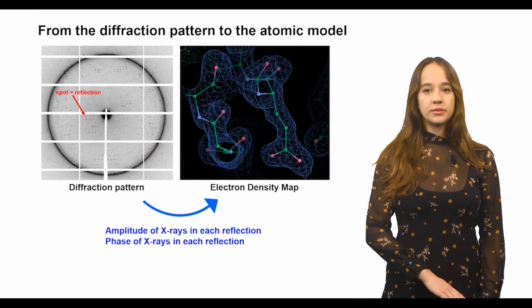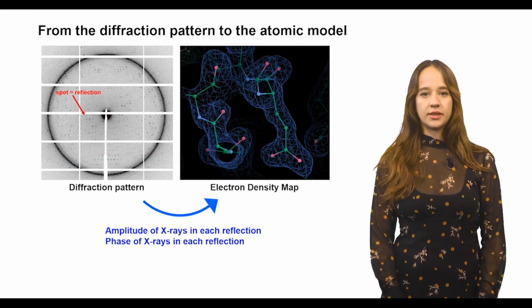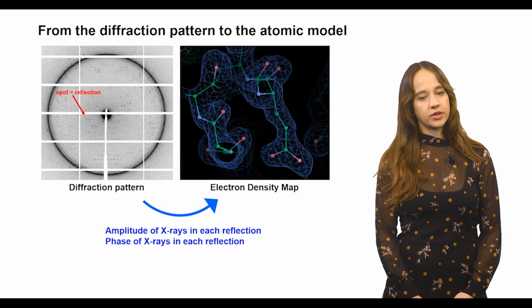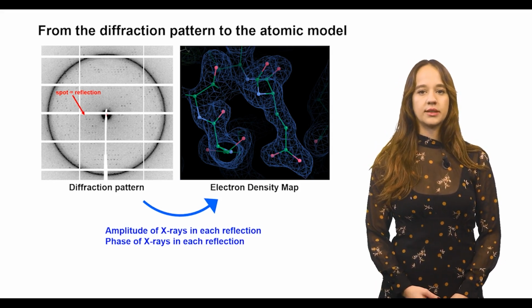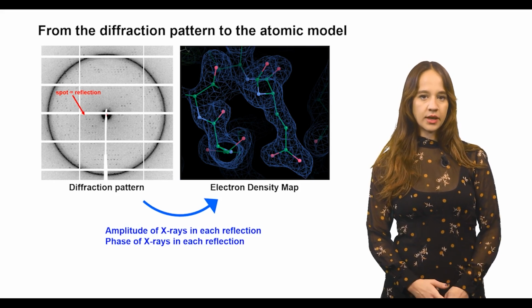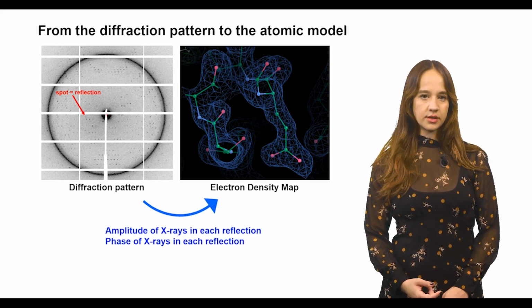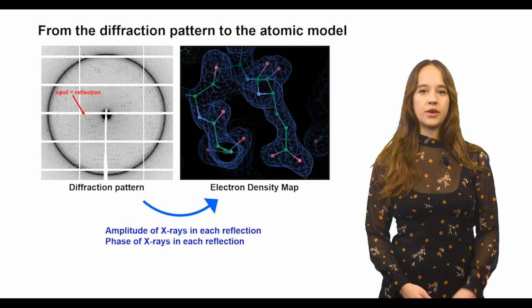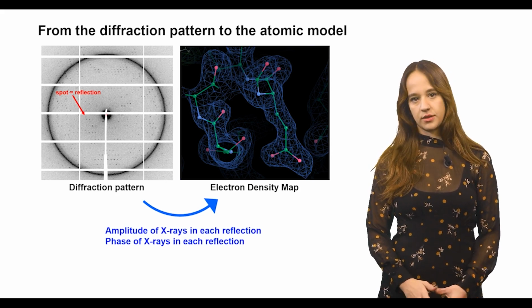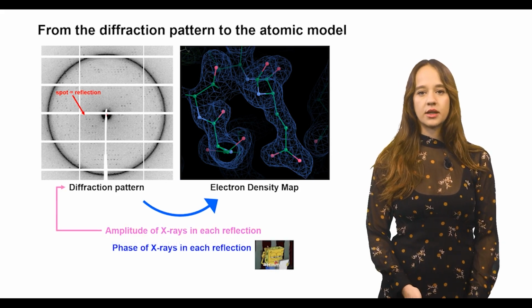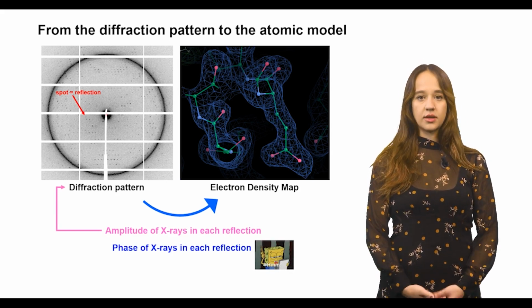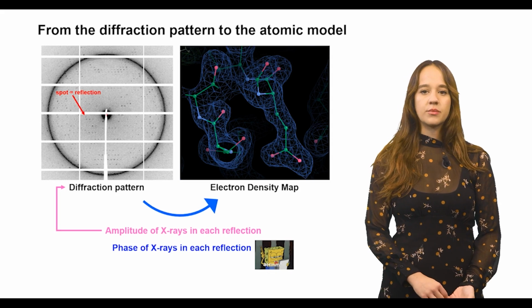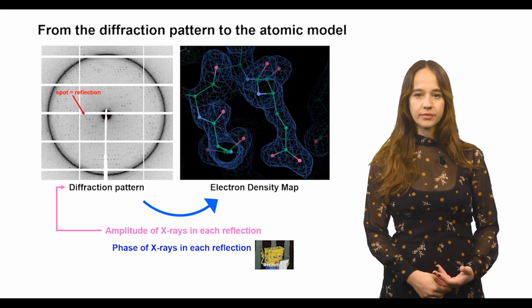To get from the left image to the right, we use mathematics to work out what each reflection means. We always need two pieces of information to create an electron density map: the amplitude of X-rays in each reflection and the phase of the X-rays in each reflection. The amplitude is calculated from the intensity of the spots we call reflections. The phases, however, are more complicated to measure.